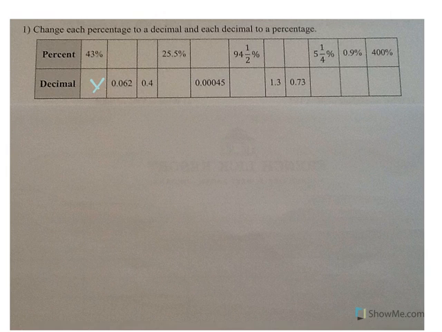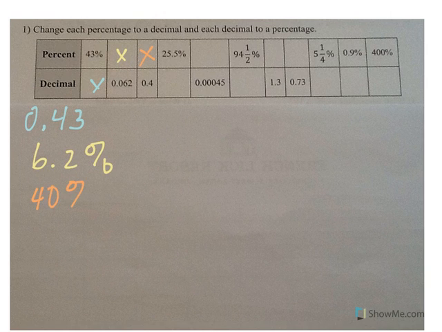So 43% would be 0.43. Changing a decimal to a percent, we multiply by 100. So we would get 6.2%. Multiply by 100, 40%. Divide by 100, 0.255. Also remember, percents look bigger. 25.5 looks bigger than 0.255, but that percent sign changes things.